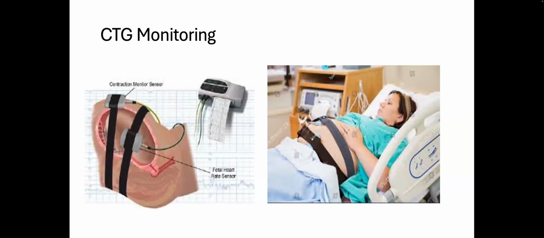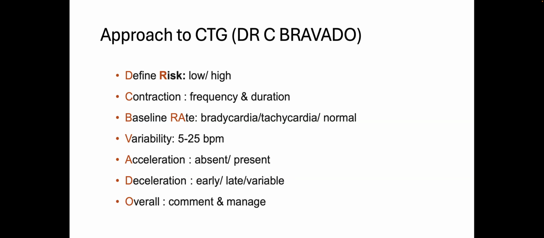So this is how it is monitored. You have a contraction monitor sensor and one fetal heart rate monitor sensor. So they're basically 2 sensors, and you get this particular tracing which was shown. So the approach to CTG, by Bravado, says that you define the risk, you look at the contraction, then look at the baseline rate, look at the variability, acceleration, deceleration, and then put an overall comment. So that's just a simple way how you actually read the CTGs.